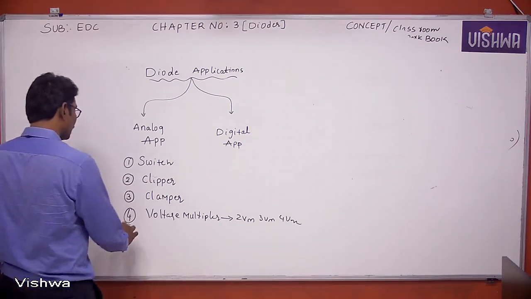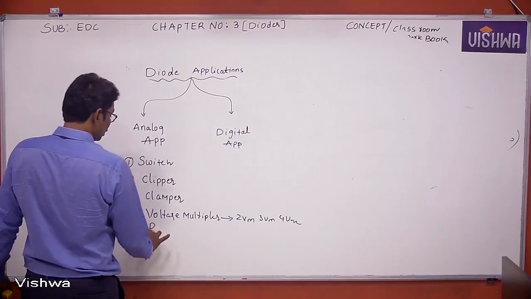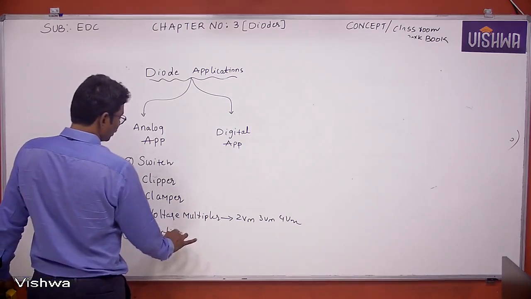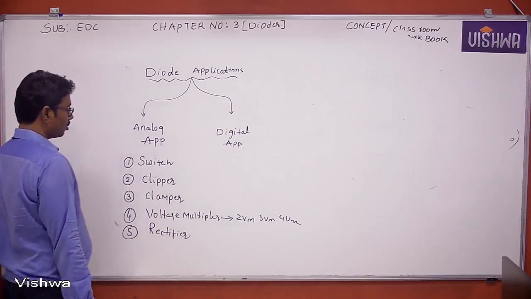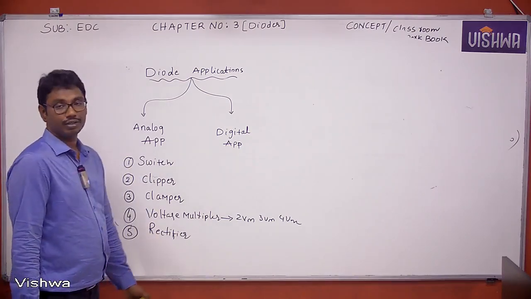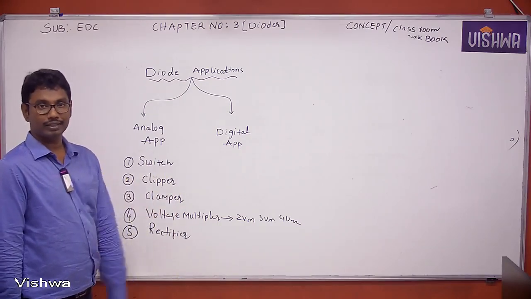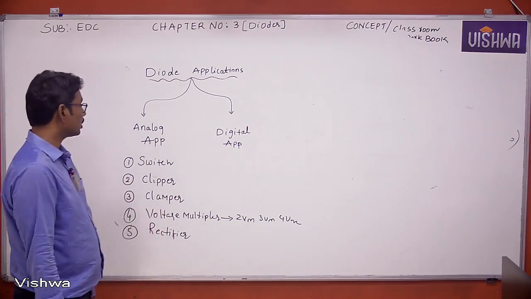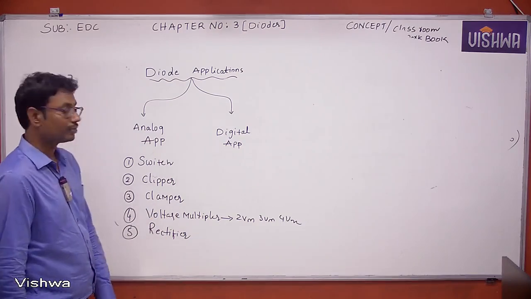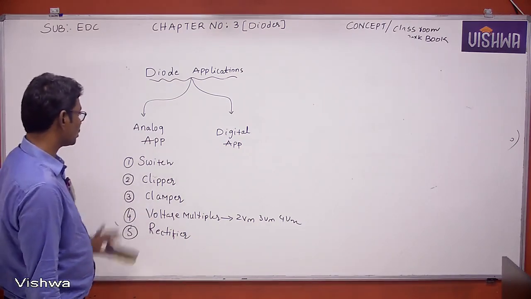Okay, and the next one. My diode also can perform rectification. Rectification is nothing but converting AC to pulsating DC, right? My diode also can perform rectification, so that's why it can be used as a rectifier. Okay, these are the analog applications of a diode.